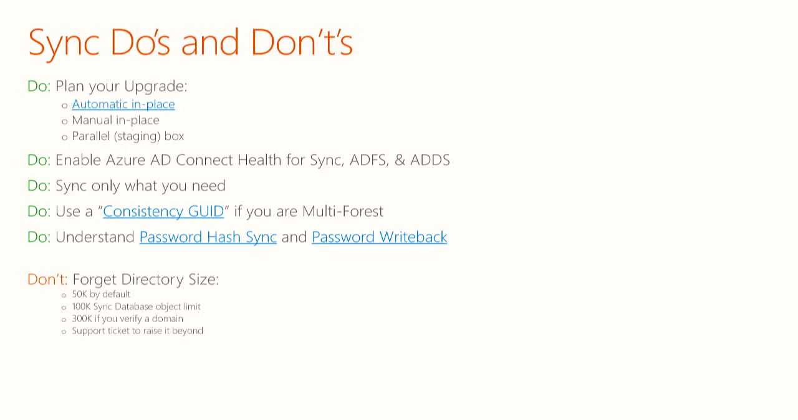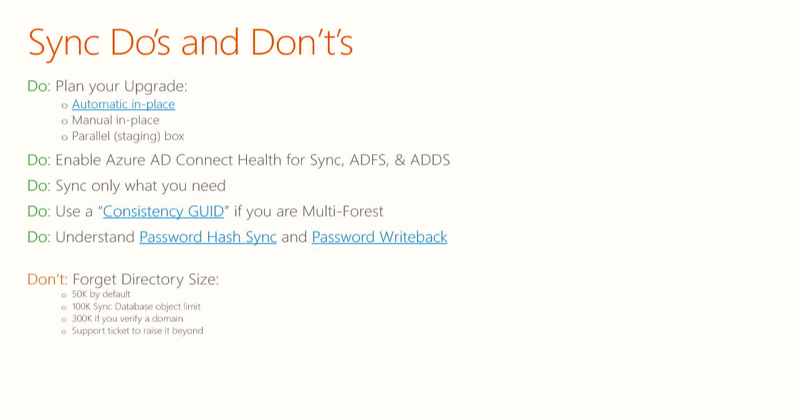Out of the box, we'll let you sync 50,000 objects to Azure AD. If you add and verify a domain, it automatically raises that limit to 300,000 objects with no extra engagement with support. That just happens when you verify. If you need to go higher than that, you need to open a ticket with support where they'll raise it even higher. They're pretty corner cases for Australian customers.